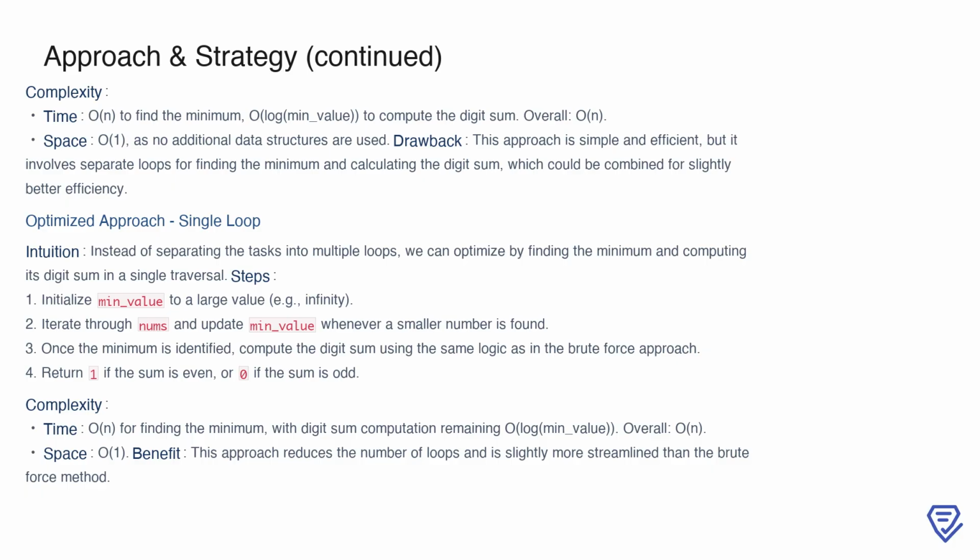The optimized approach starts with initializing a variable to track the minimum value. As we iterate through the array, we constantly update this minimum value and calculate the digit sum simultaneously, allowing us to complete the task in fewer steps. This eliminates the need for separate iterations and makes the process more efficient.